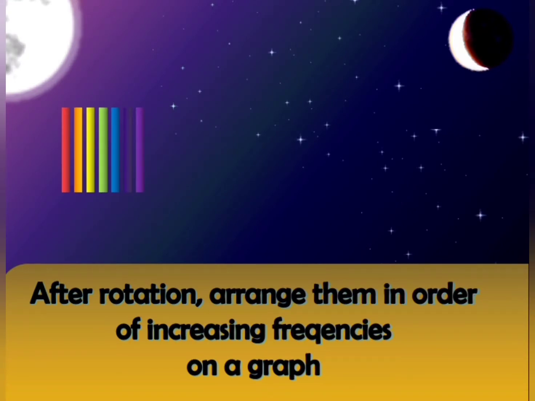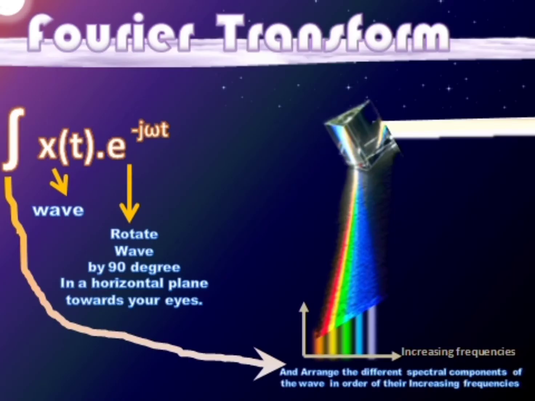After rotation, these frequency components, that is, the different frequency components present within a wave, are arranged in the ascending order, that is, of their increasing frequencies. Every wave that you see might be a cocktail of different frequency components.